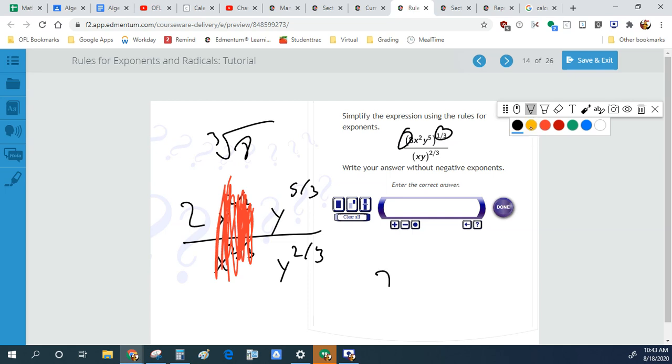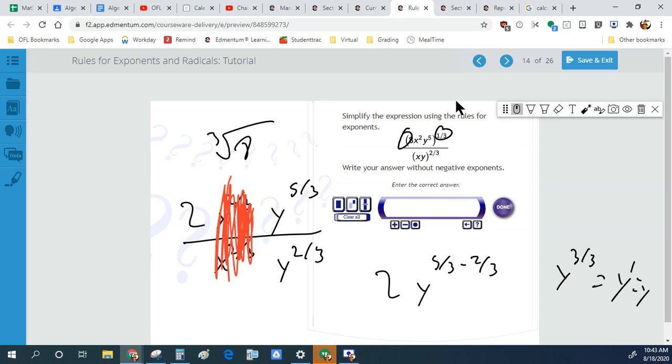This next one, so we have 2, and then we have y to the 5/3 minus 2/3. Well, since they're both thirds, this just ends up being y to the 3/3, which is the same thing as just y, because it's y to the 1. So all of this complicated stuff right here to just get to y. And again, guys, I know I did that one fast, so feel free to rewind once I put this up on the Google Classroom.